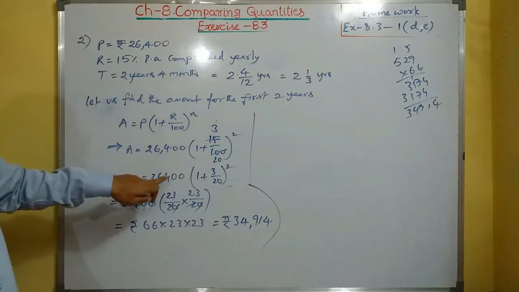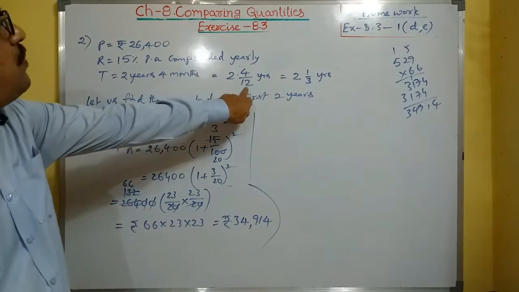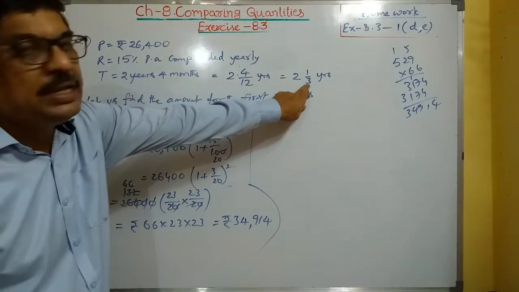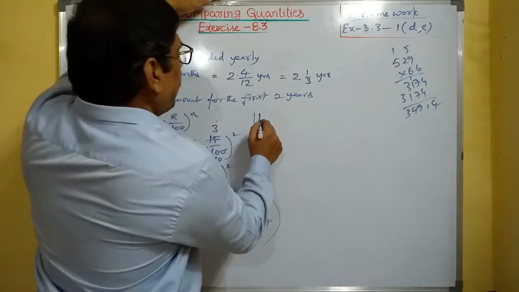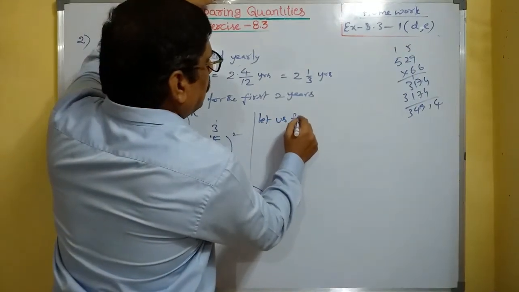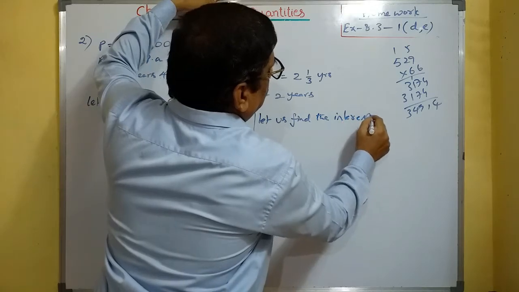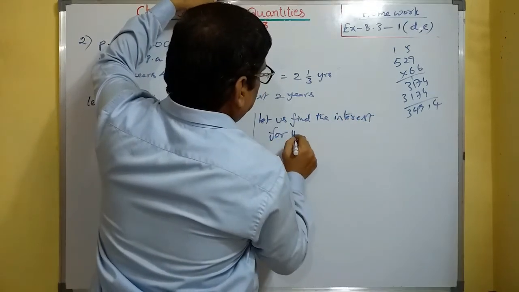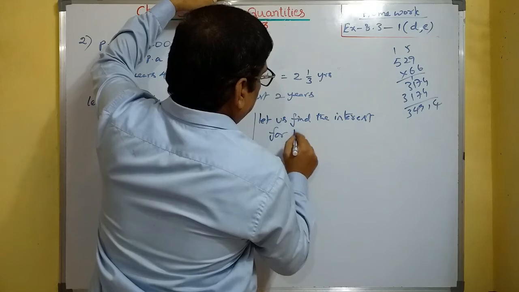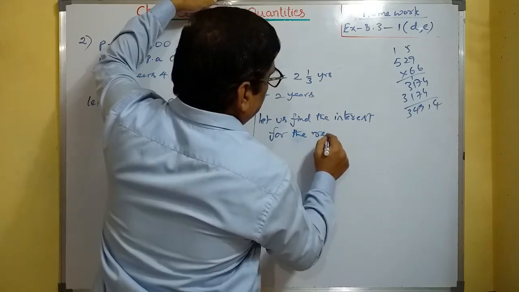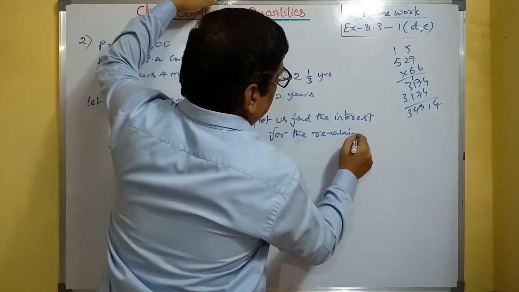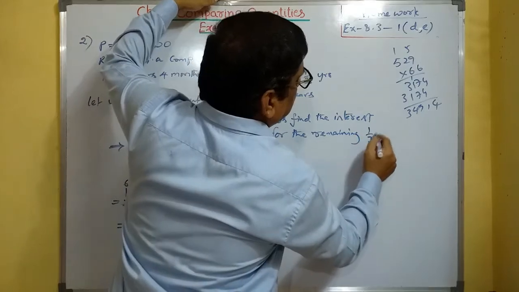We have calculated the amount only for 2 years. Still we have 4 by 12, which means 1 by 3 year. So let us find the interest for the remaining time. What is the remaining time? 1 by 3 years.